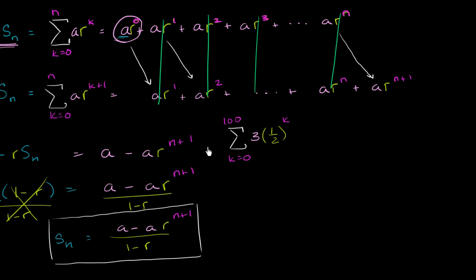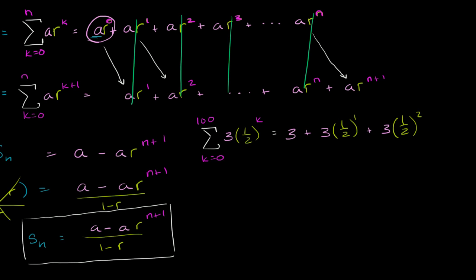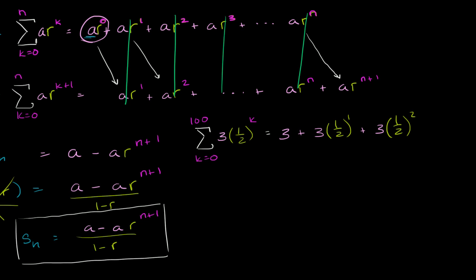And just to visualize what this looks like, the first term is going to be 3 times 1 half to the 0 power, which is just 3. So our first term is 3, as was intended. Plus 3 times 1 half to the first power, 3 times 1 half. And then plus 3 times 1 half squared. And we'll just keep on going all the way until we get to 3 times 1 half to the 100th power.